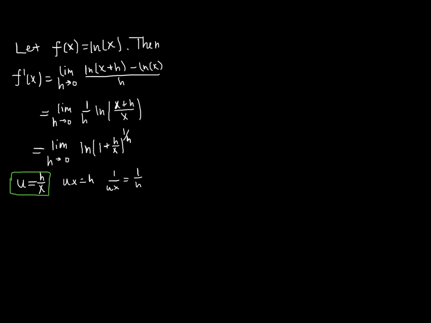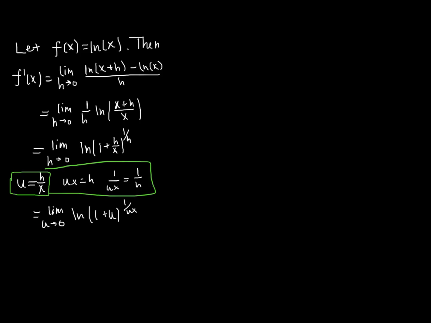Okay? Now the last thing to consider is what will happen to u, since this is my new variable, as h approaches 0, because that's what the limit will be looking at. Well, as h approaches 0, u is equal to h over x. And as h approaches 0, this goes to 0, and so u will also go to 0. So the limit stays as h approaches 0.